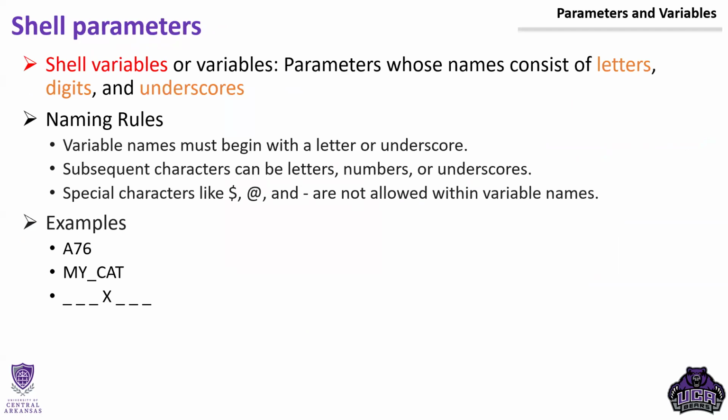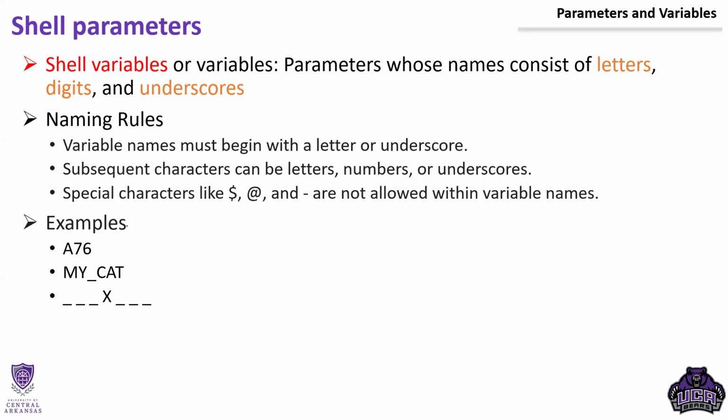When we create shell variables, they can consist of letters, digits, and underscores. But it's important to understand that the very first character can only be a letter or an underscore. You cannot use digits to start them out. We also need to understand that there are several special characters, and these are some common ones. We can't include those special characters because they have special meaning in bash.